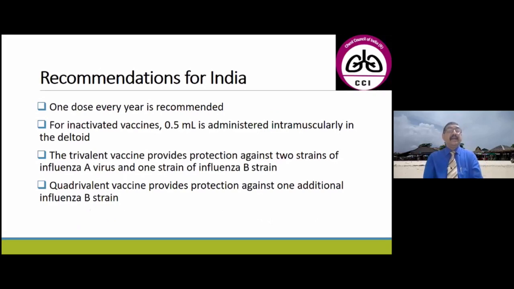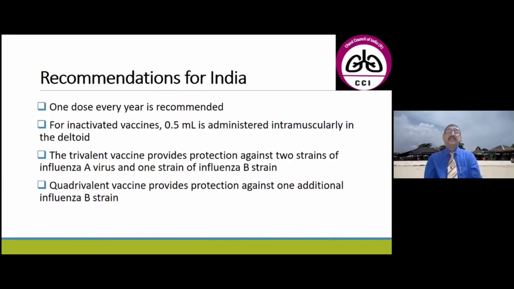What is the recommendation in India? One dose every year is recommended. We have to remember that because the high risk category of patients should receive an influenza vaccine once in a year. For inactivated vaccine, 0.5 ml is administered intramuscularly in the deltoid area. The trivalent vaccine provides protection against 2 strains of influenza A virus and 1 strain of influenza B virus, whereas a quadrivalent vaccine provides protection against 1 additional influenza B strain.